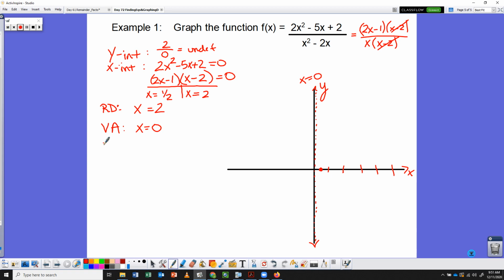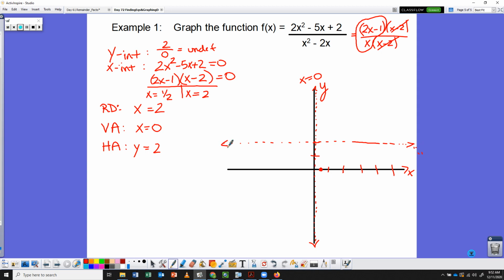And then let's talk about horizontal asymptotes. At this point, after I've reduced, the only part of this that's left is linear on top and linear on bottom. In other words, we have the same highest power of x in both the top and the bottom, and the ratio of the leading coefficients is 2 to 1. So my horizontal asymptote for this is y equals 2. So on my graph, at a y value of 2, I'm going to draw a horizontal line across my paper.